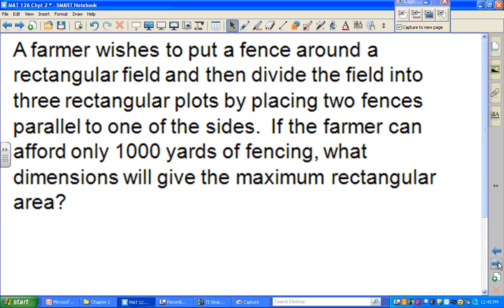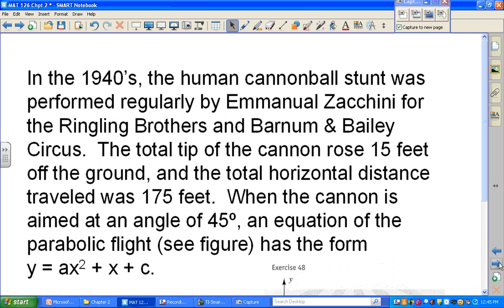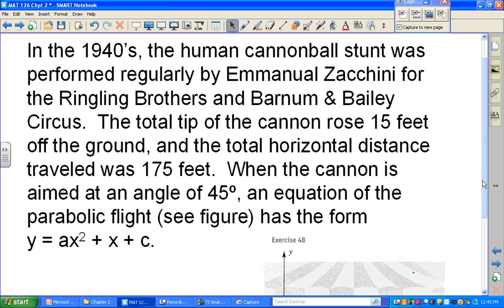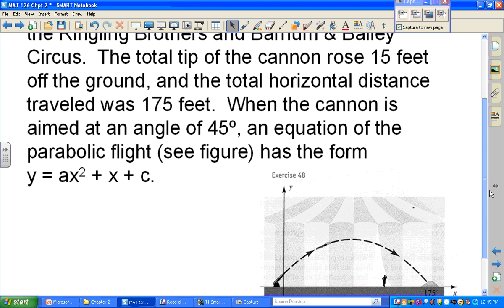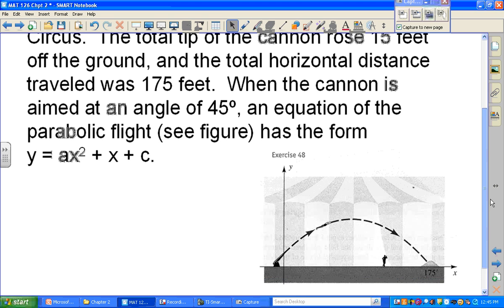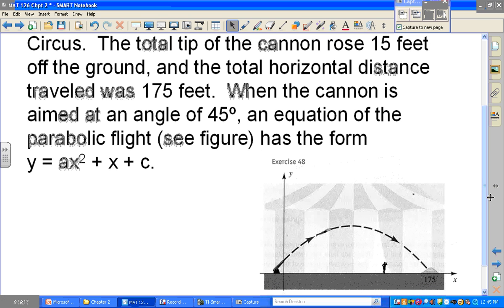So, excellent. Moving on. We already did the farmer in the field question. Liked it. One of my favorites. In the 40s, the human cannonball stunt was performed regularly for Ringling Brothers and Barnum & Bailey Circus. The tip of the cannon rose 15 feet off the ground, and the total horizontal distance traveled was 175 feet when the cannon was aimed at an angle of 45.